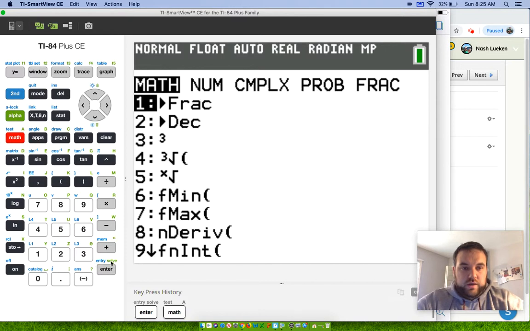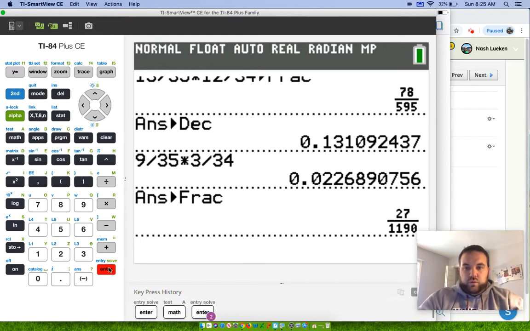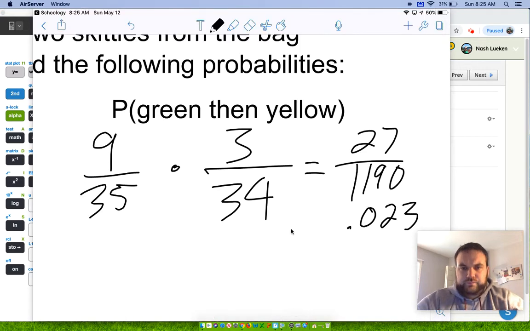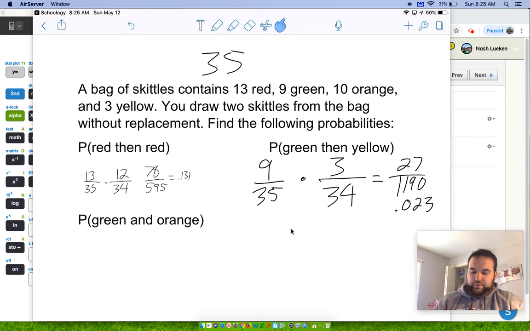0.022, which as a fraction is 27 out of 1190, or 0.022. I guess technically 0.023. So that would be the probability of going green then yellow.